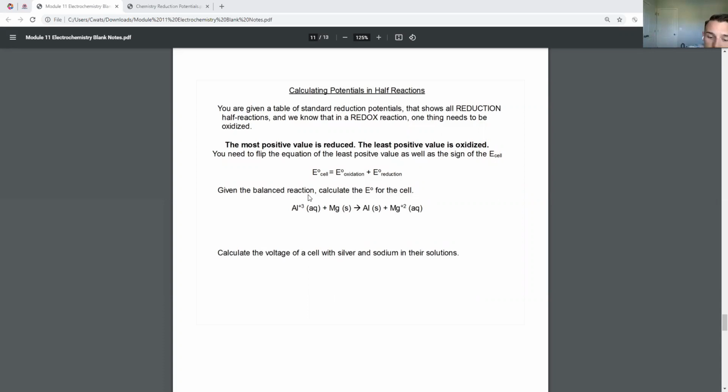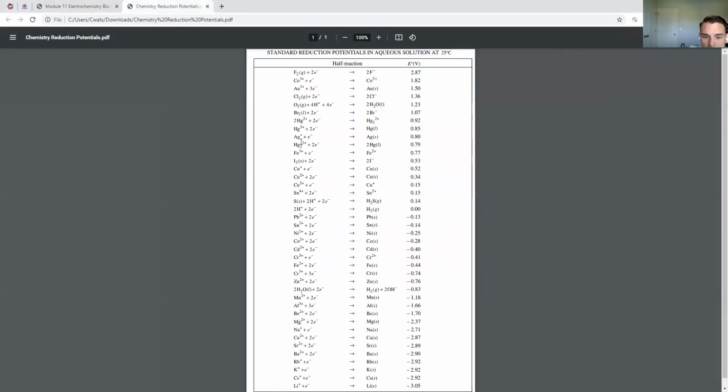reduced. For this next one, it's asking us to calculate the voltage of a cell with silver and sodium in their solutions. So we have to go over here and look, well, here's silver. So I'm going to write it over here. Ag plus 1 plus an electron gives me solid Ag, and my E naught is 0.80 volts.